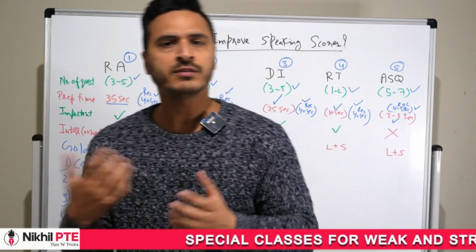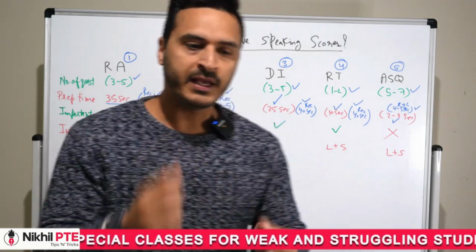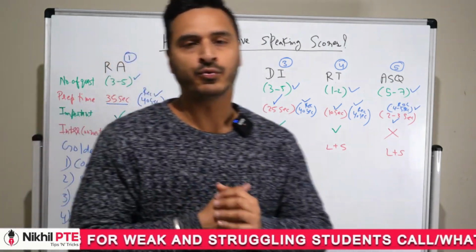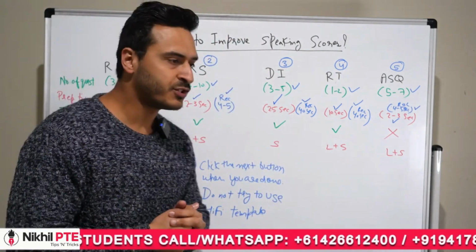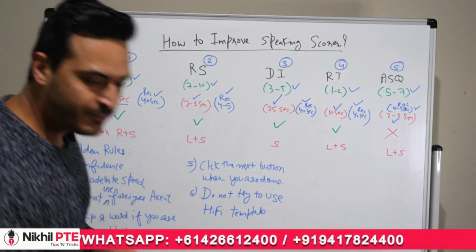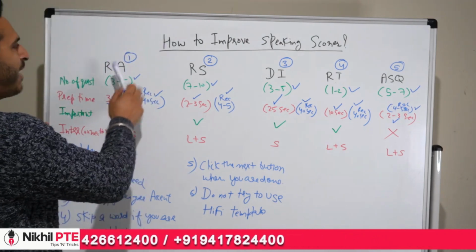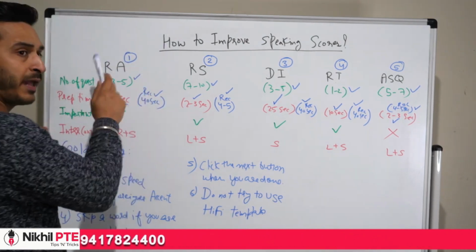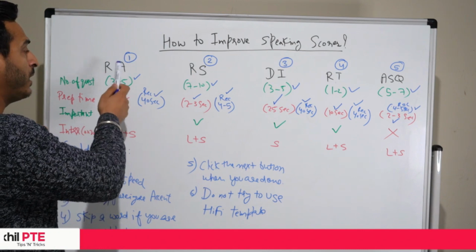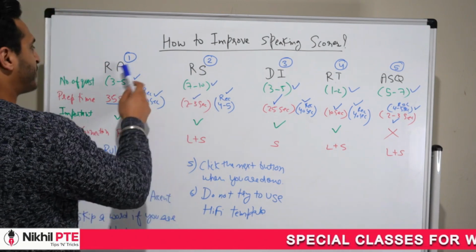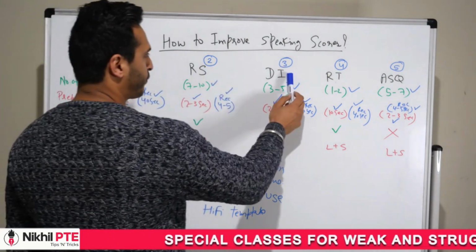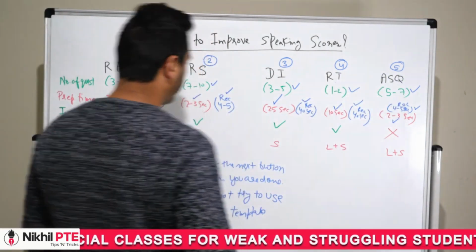Guys, I'm going to share some golden rules, and these rules will definitely help you to score more in the real PTE exam. So let's start today's session. I will start with the basics. As we all know, in the speaking section we have 5 subsections. I'm using abbreviations. For example, RA means read aloud. So we have read aloud, repeat sentences, describe an image, read a lecture, and answer short question.